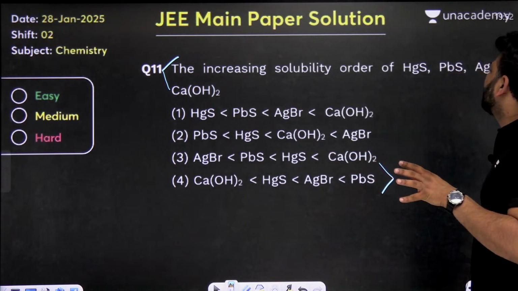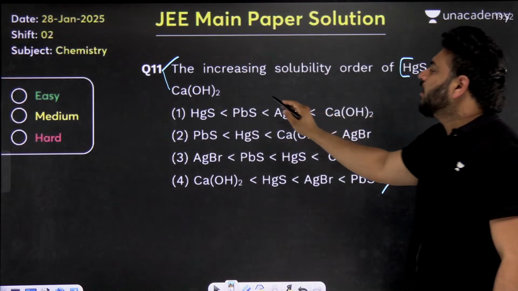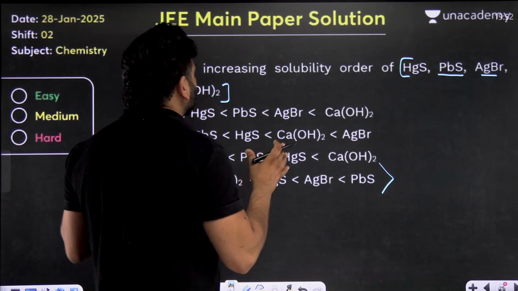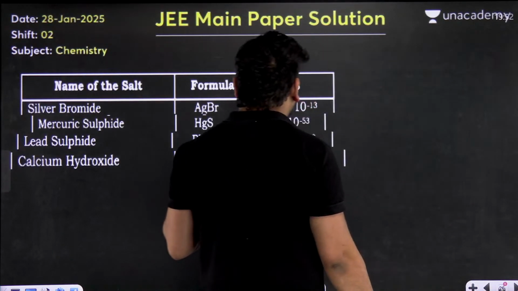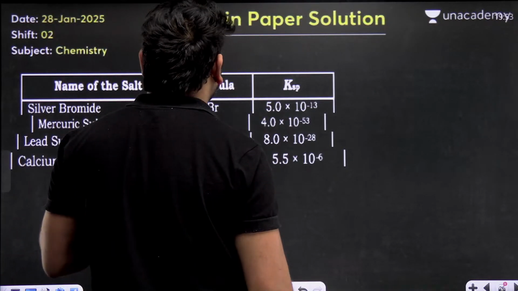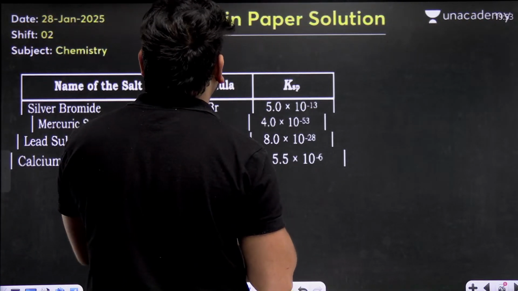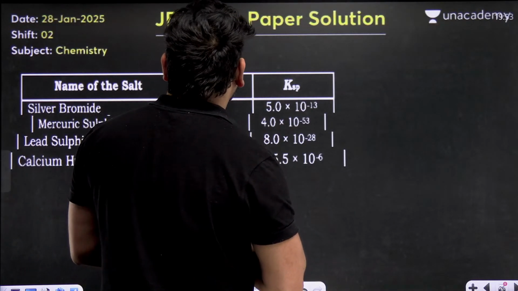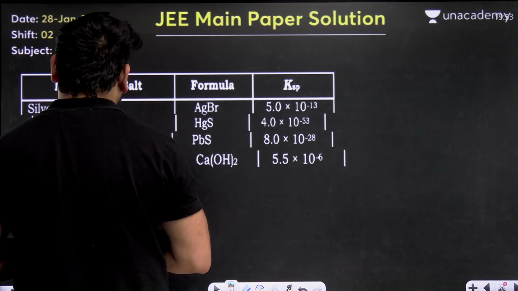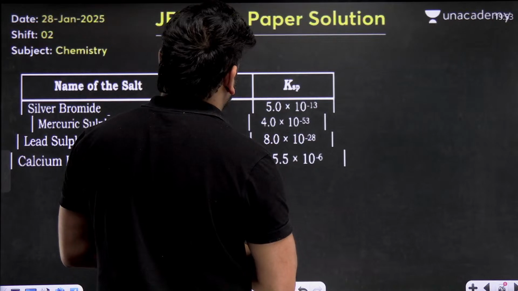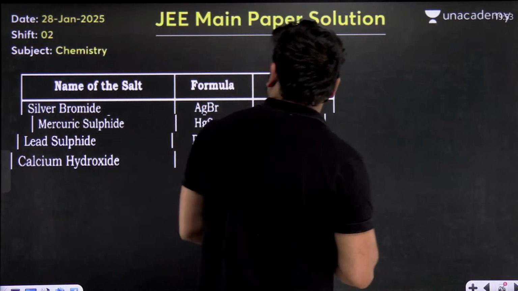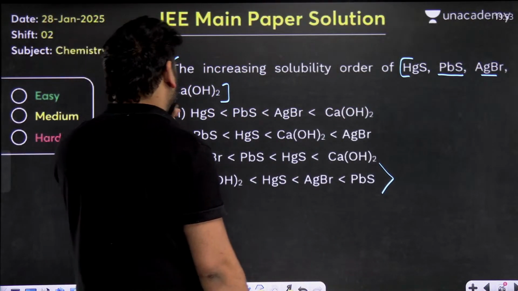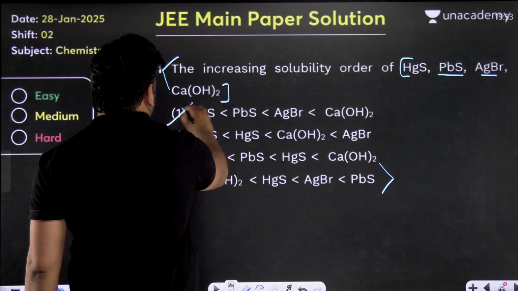We have to arrange in increasing order of solubility HgS, PbS, AgBr and calcium hydroxide. Basically we have plenty of things to explain this part, but I would like to give you the shortest way: you must know the values of Ksp. First, let us know the correct answer. The higher the Ksp value, the more its solubility, and the less it will get precipitated. So calcium hydroxide is the most soluble. The least is HgS, then PbS, then AgBr, then Ca(OH)2. So this will be your correct answer.